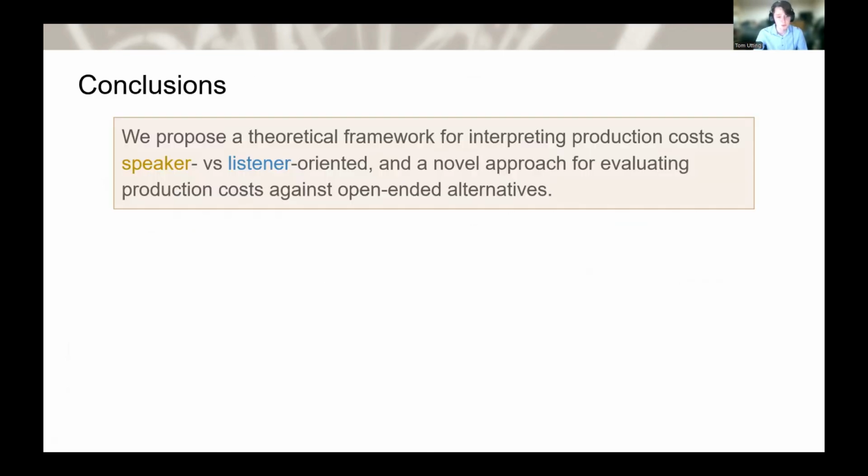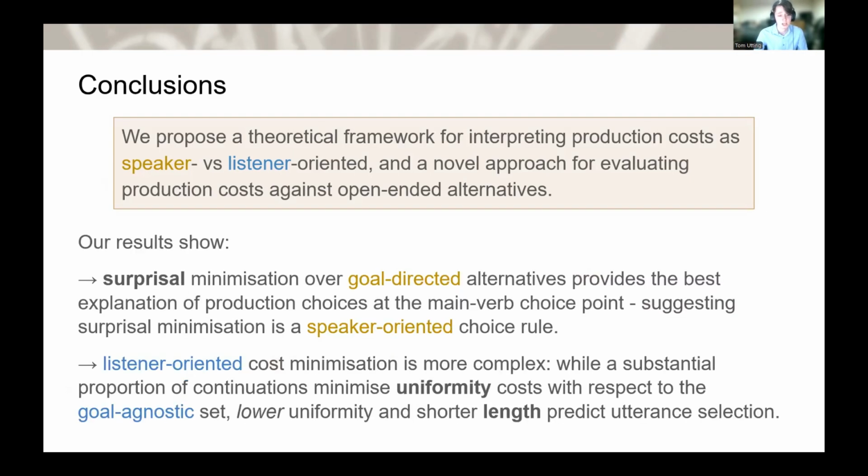In summary, by distinguishing between goal-directed and goal-agnostic alternatives, we show that the same cost measure can support different speaker and listener-oriented interpretations. And we introduce a methodology to generate both types of alternative sets. Our results suggest that surprisal minimization over goal-directed alternatives provides the best explanation of production choices at the main verb choice point. This pattern is consistent across both the rank-based and probabilistic analyses, and it points to a speaker-driven tendency to prefer lower surprisal continuations among alternatives that express the same communicative goal.